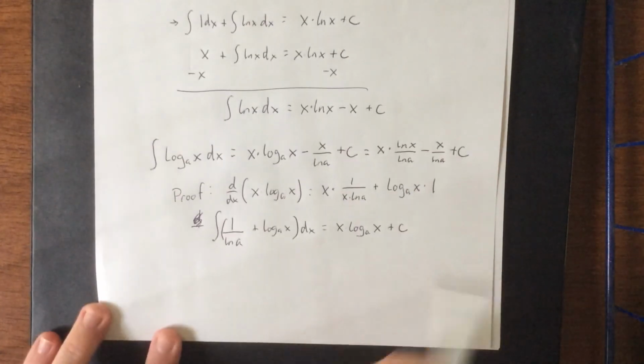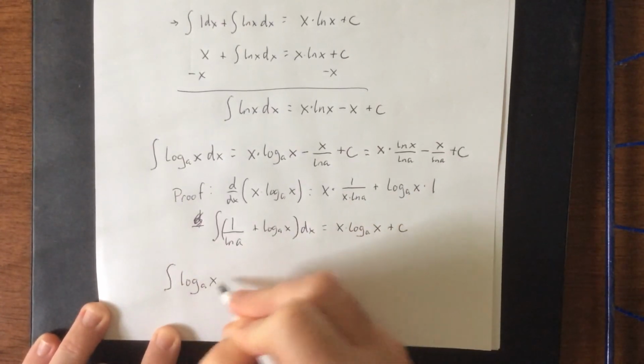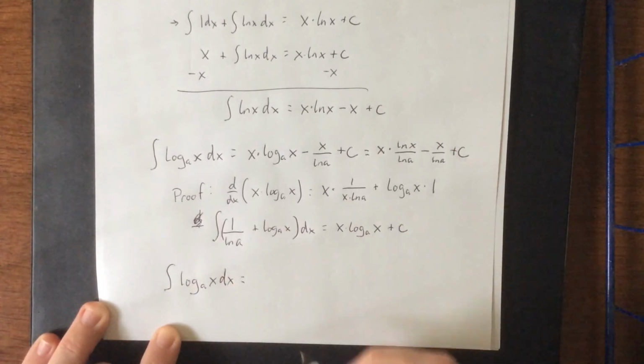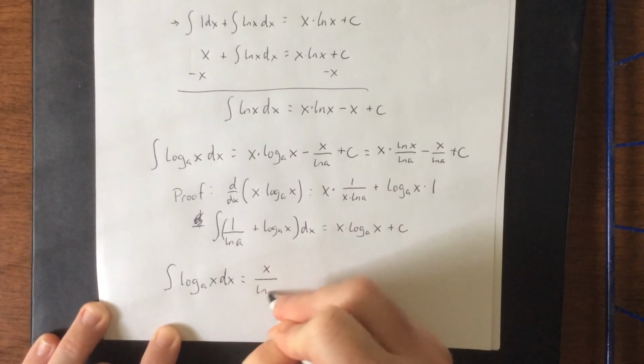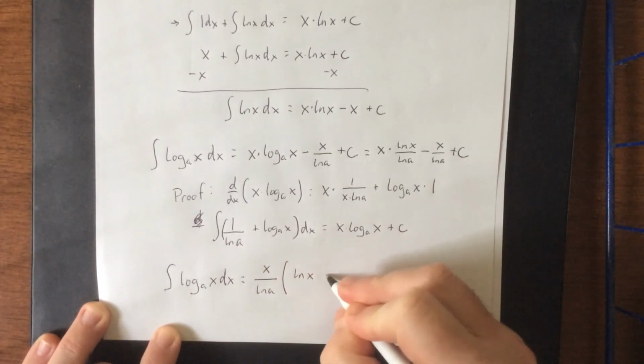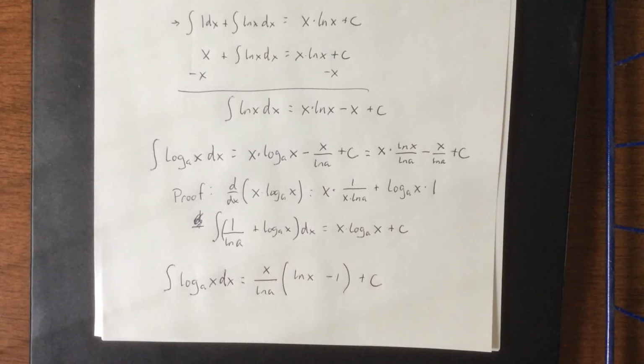In fact, you know what? Let's do that down here. I'll bet it's going to look considerably prettier. So this is going to be equal to x over the natural log of a times, we'd be left with the natural log of x minus 1 plus a constant. Yeah, you know what? I regret nothing. It does look considerably nicer.